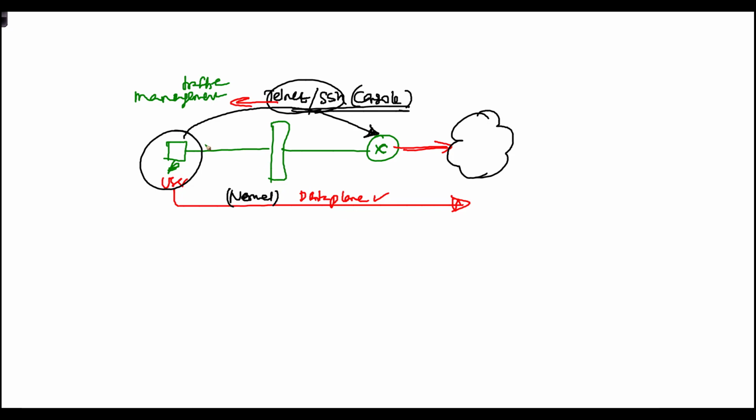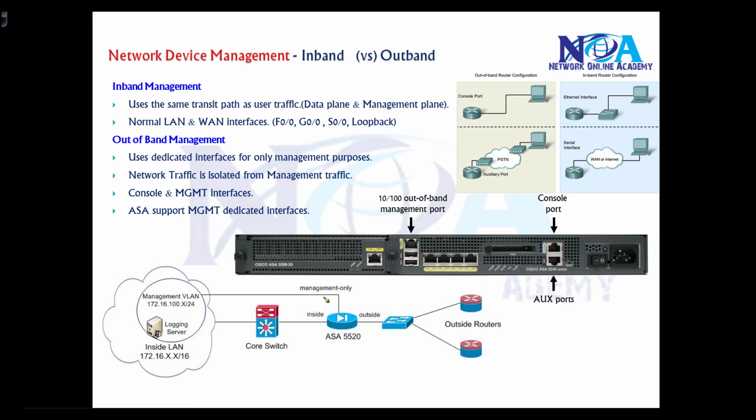Now if these two types of traffic are going over the same interface, we call it in-band management. Let's say I have a user here, and maybe some ASA or some device. Let's say this is my ASA firewall or maybe a router, and I'm using my computer to Telnet to this device. So Telnet is nothing but your management traffic. At the same time, the same interface is also sending traffic to my LAN. So both the management traffic and your data plane traffic are going over the same interface.